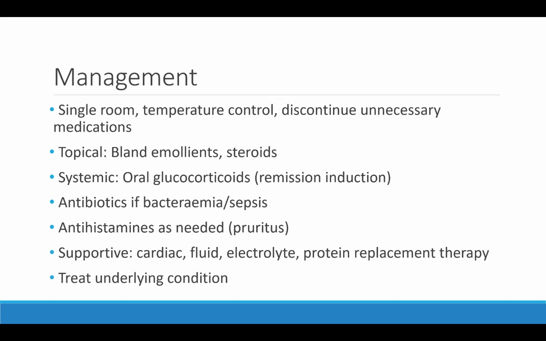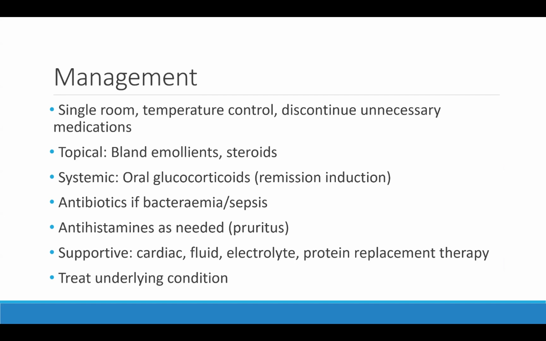Management of erythroderma. Patients should be in a single room with temperature control, and please discontinue unnecessary medications. For topical treatments, they require bland emollients frequently, and sometimes we even tell them to apply up to 1 to 2 hourly when awake. They also can benefit from topical steroids, okay? But I would say avoid ultra-potent topical steroids like clobetasol propionate because that can lead to a lot of absorption.